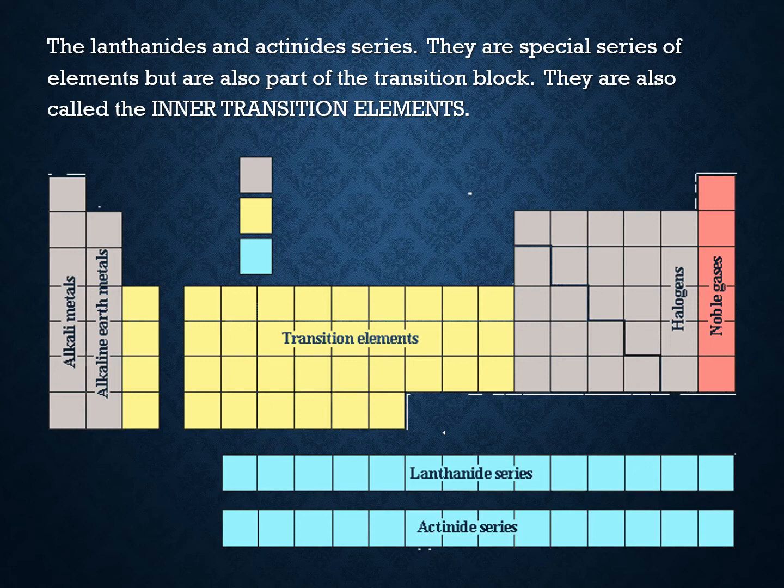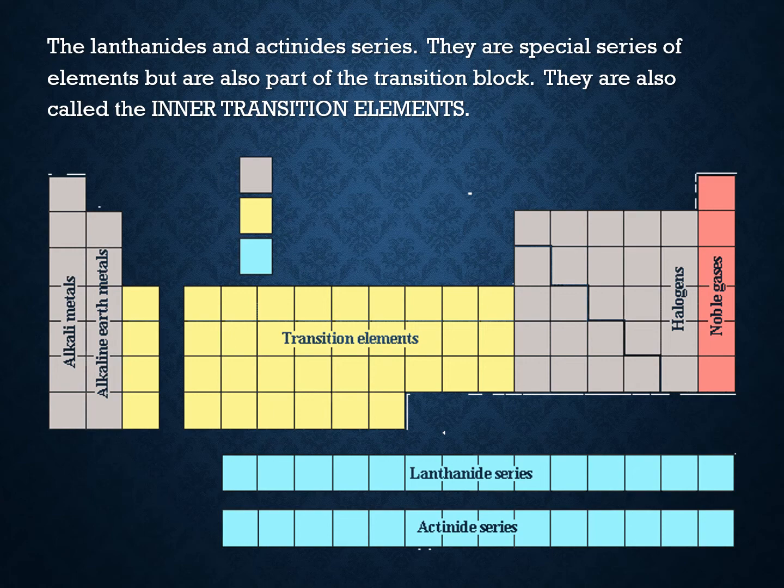So in this presentation, you have the lanthanides and actinides series. They are special series of elements, but are also part of the transition block, as I've explained earlier. They are also called the inner transition elements. It is color-coded based on this representation. We have the alkali metals and the alkaline earth metals with this light brown color, and the yellow one, which is the transition elements, as I've explained also earlier. The noble gases are the 18th group.